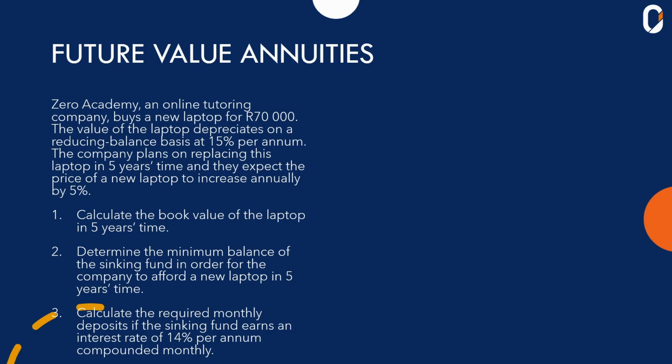Question number 1. Calculate the value or the book value of the laptop in 5 years' time. Question number 2. Determine the minimum balance of the sinking fund in order for the company to afford a new laptop in 5 years' time. And finally, question number 3. Calculate the required monthly deposit if the sinking fund earns an interest rate of 14% per annum compounded monthly. Let's work through it. Question number 1.